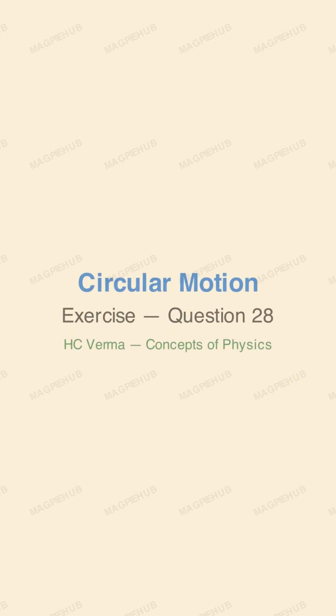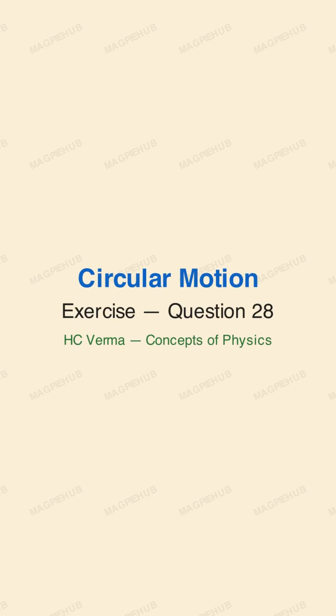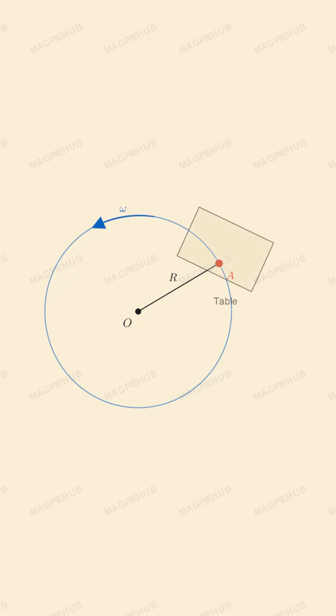Circular motion, exercise question 28, from H.C. Verma. Here is the setup. A cabin moves in a circle of radius r about center O with angular velocity omega. A table with a smooth surface is fixed inside the cabin at point A on the circle. A smooth groove AB of length L is cut on the table surface. The groove makes an angle theta with the radius OA.